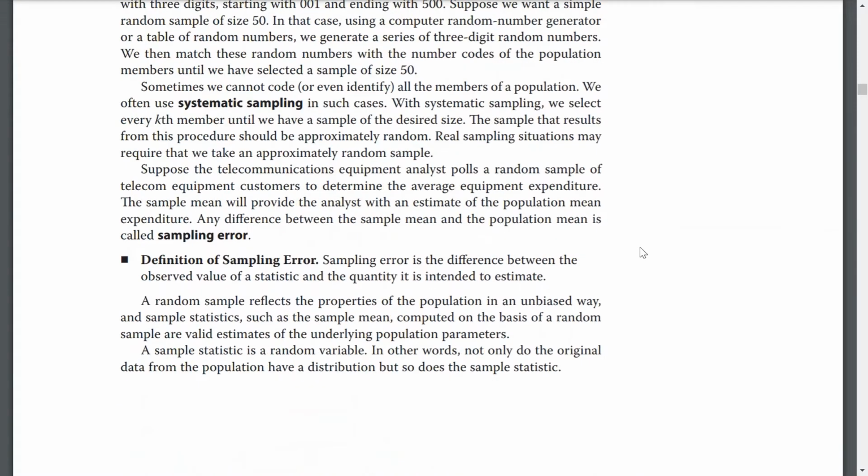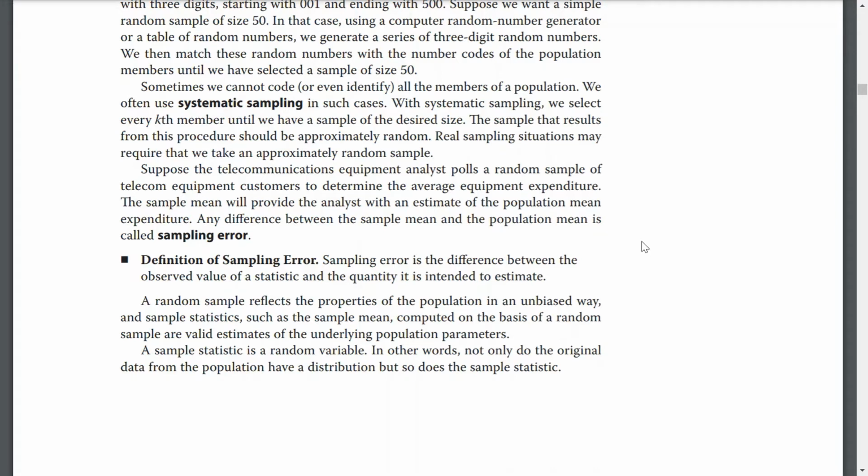Sometimes we cannot code or even identify all the members of a population. We often use systematic sampling in such cases. With systematic sampling, we select every kth member until we have a sample of the desired size. The sample that results from this procedure should be approximately random. Real sampling situations may require that we take an approximately random sample.